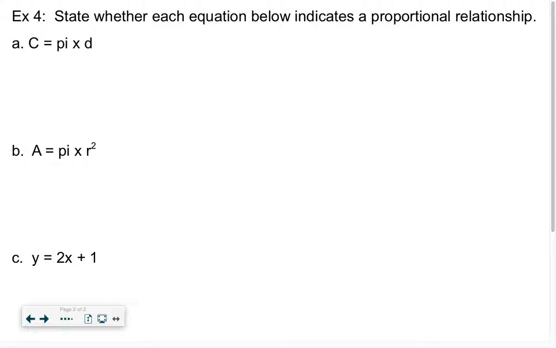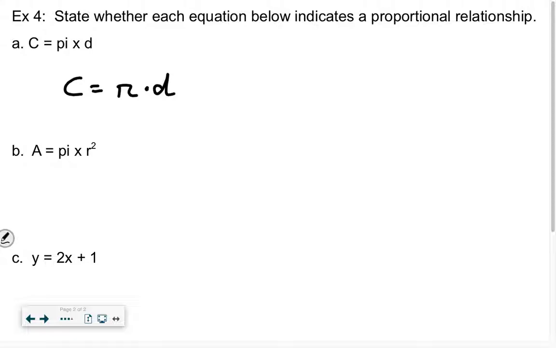Now for example number 4, what we're looking at is equations. So we looked at charts, we looked at graphs, now we're looking at equations, and hopefully we're getting to the point where if we just look at the equation, we know whether or not this thing is proportional. So let's start with C. We have the circumference is equal to pi times diameter.